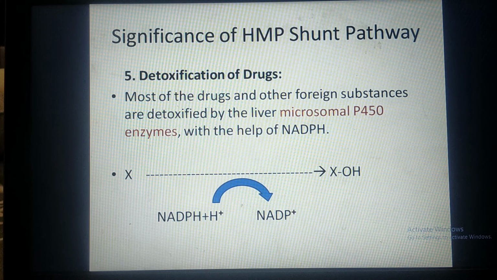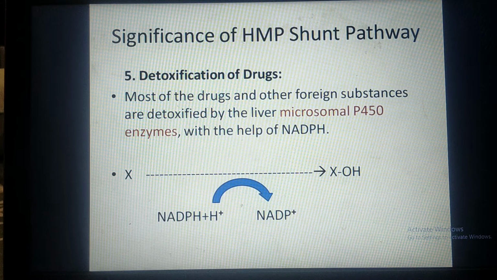To remove these drugs from the body, we have to convert this hydrophobic form of drug into hydrophilic, because the body will only excrete hydrophilic substances. Now, an enzyme system is there which consists of many enzymes. That enzyme system is called the liver microsomal cytochrome P450 enzyme system. These enzymes present in the liver convert the hydrophobic form of drug into hydrophilic form.